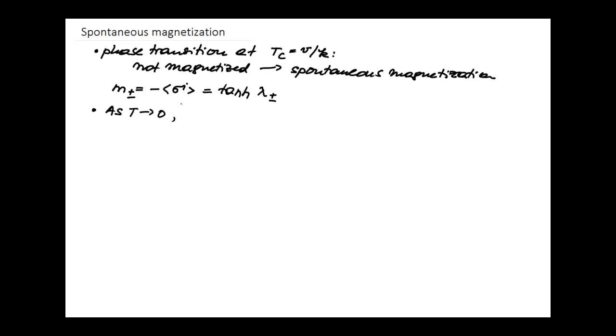So in this limit, lambda plus or minus approach plus or minus infinity, and the hyperbolic tangent of that, so the m plus or minus, approaches plus or minus 1. And this means that in this regime near absolute zero, the spins are perfectly ordered. They are either all spin up or all spin down.